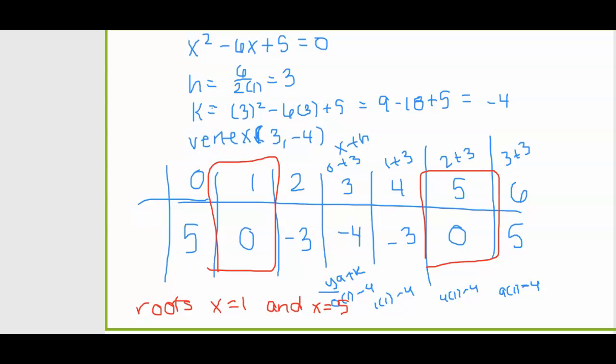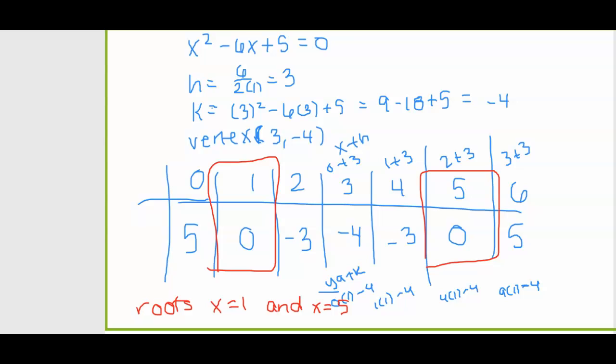So if you have a 0 in your table, those represent your roots. If you have a sign change and no 0, then your roots are between. So a 0 in your table gives the roots. A sign change with no 0 gives roots between.